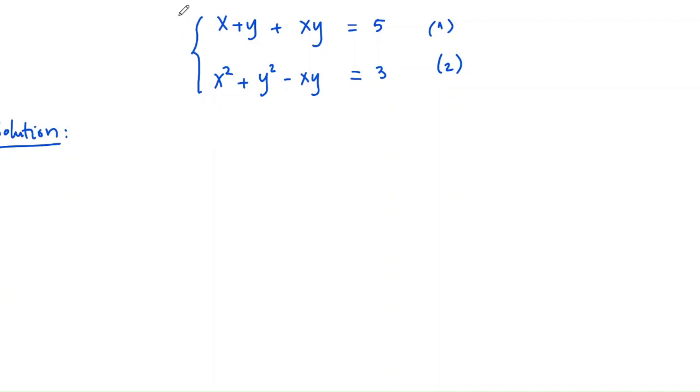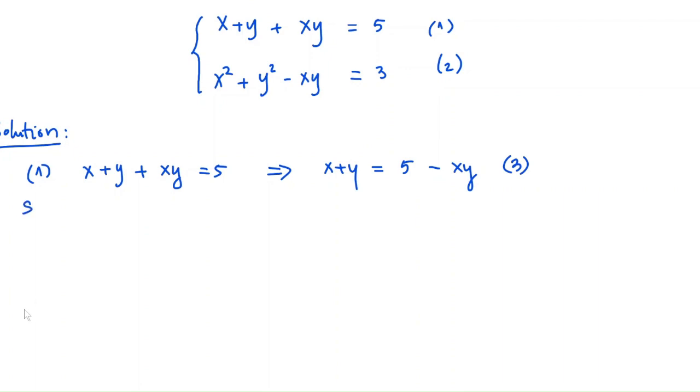Okay, so let's work together. For equation 1, I have x plus y plus xy equal 5, so solving for x plus y, x plus y is equal to 5 minus xy. I call this equation 3. Now I want to square x plus y, so I square both sides.